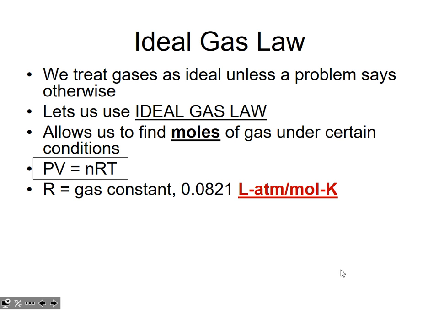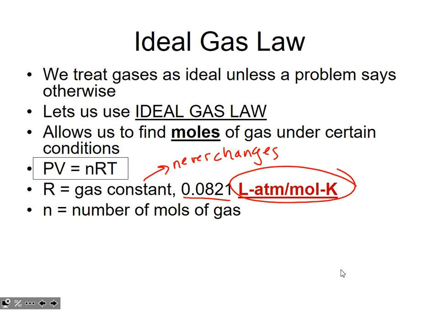R is what is called the gas constant, which means that it never changes. You're never going to get R given to you in a problem because you know it's always going to be this particular number, 0.0821, and it has units of liter atmospheres per mole Kelvin. It's a crazy mishmash of units. They're combining volume, pressure, moles, and Kelvin. Moles is n in this equation, lowercase n.